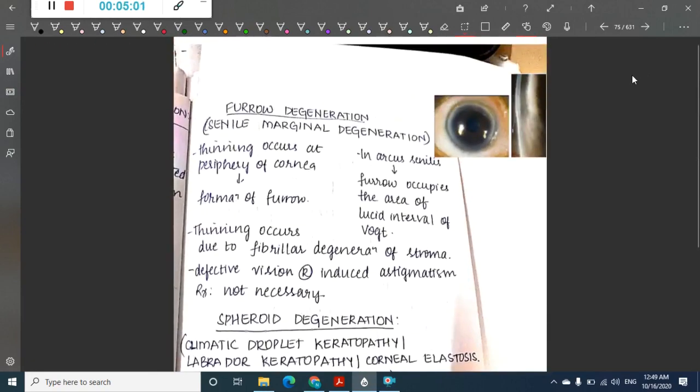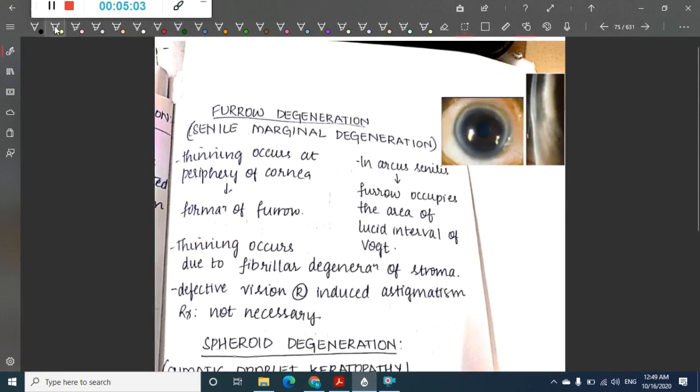Then the second one we have here is called furrow degeneration or senile marginal degeneration. Here there is mainly thinning of the periphery of the cornea. Because there is thinning of the periphery of the cornea, it looks like a furrow. In arcus senilis, this furrow will occupy the area of the lucid interval of Vogt. This lucid interval of Vogt is the area between the arcus senilis and the limbus.